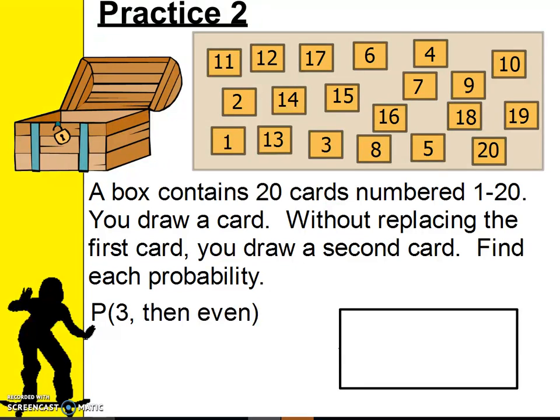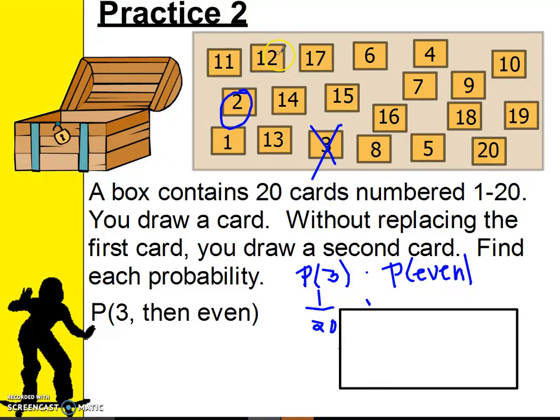A box contains 20 cards numbered 1 through 20. What is the probability of drawing a 3? And without replacing the first card, what is the probability of drawing an even? Okay, there's only one 3 out of 20. So that one's now gone. Now we've got to look at our evens.